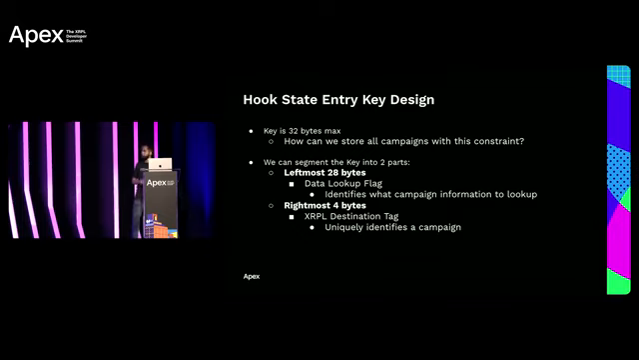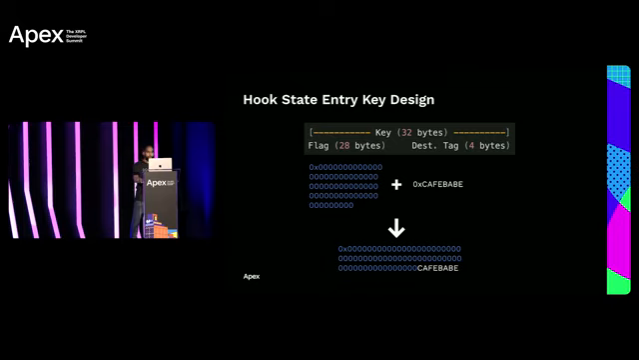What I did was I used the leftmost 28 bytes to be the data lookup flag, that identifies what campaign information to look up. And then the rightmost 4 bytes, I set that as a destination tag, and that uniquely identifies the campaign. And so here is a visualization of the hook state key design, where you have the data lookup flag on the left, and then you have Cafe Babe on the right to be the destination tag. And then the composite of that will be on the bottom.